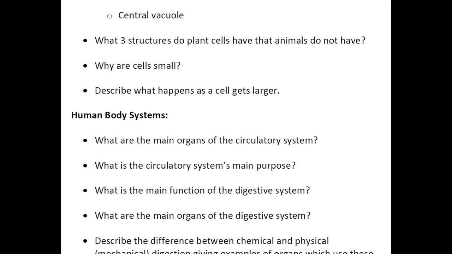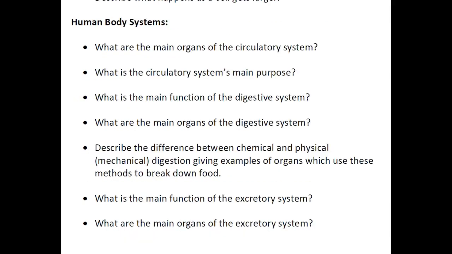So let's go on to human body systems. What are the main organs of the circulatory system? Well, of course it's the heart, and it's got thick arteries and capillaries. We also know that it works very closely with the cardiovascular system. The main purpose is to move CO2 out of the body and oxygen into the body, along with other nutrients around the body.